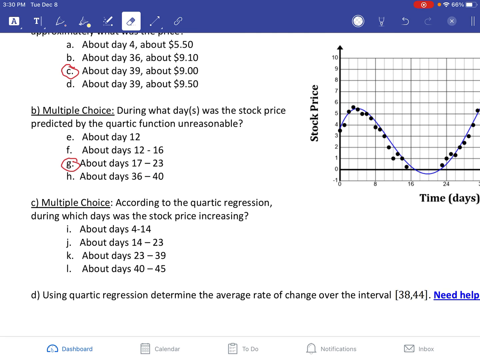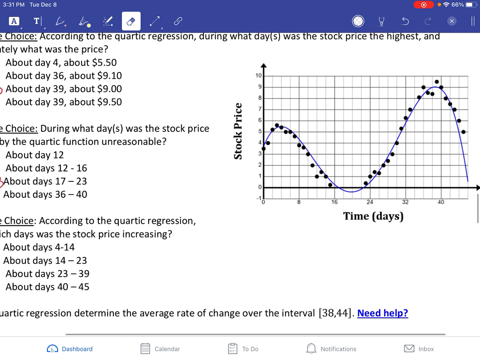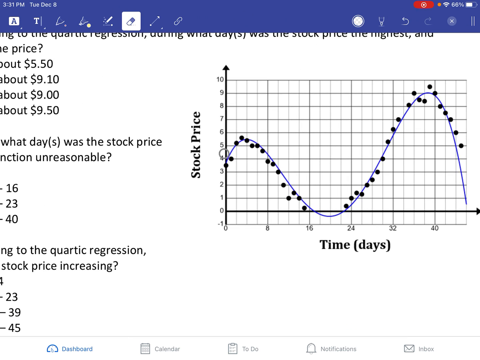Part C, according to the quartic regression, which is the line, during which days was the stock price increasing? There's a bunch of different days. So we start off at day 0, going to about day 4. So from 0 to 4, it is increasing. After day 4, we go down until we get to, let's say, day 20. And we start to increase here up until we get to about day 39. That's when it's going to be increasing.